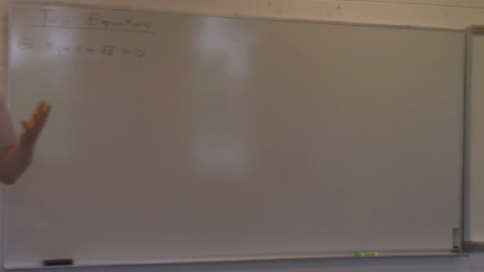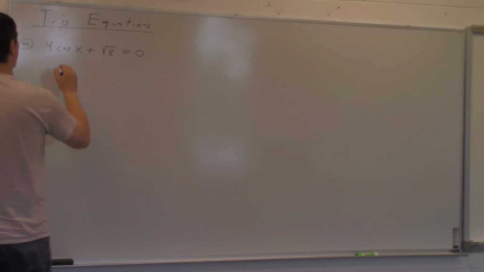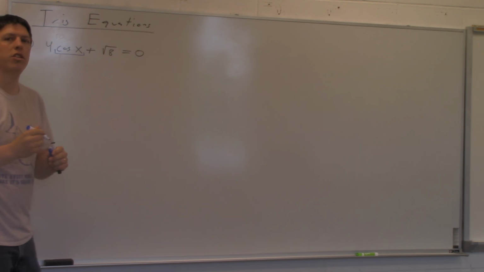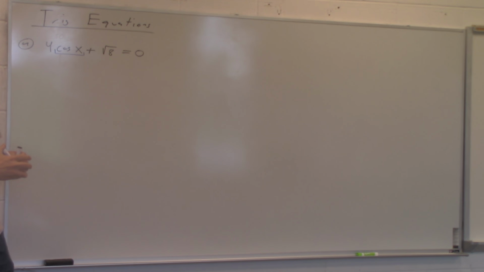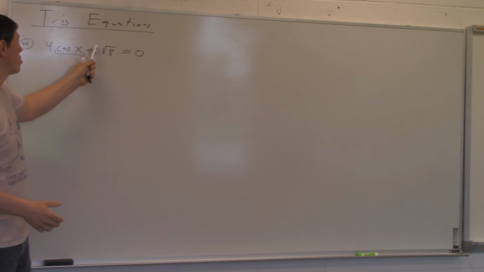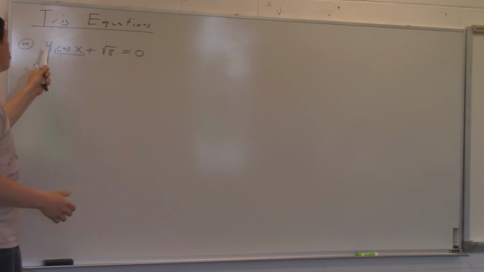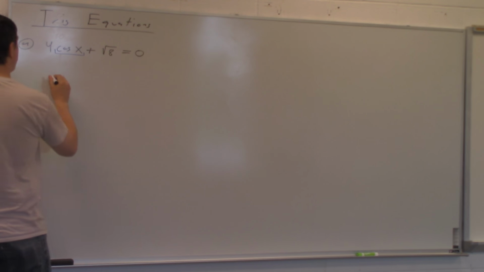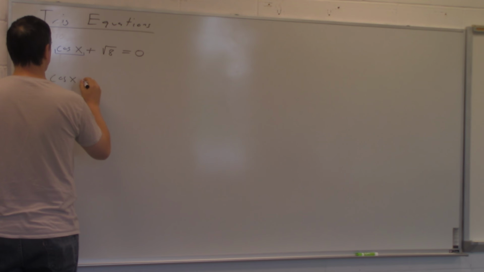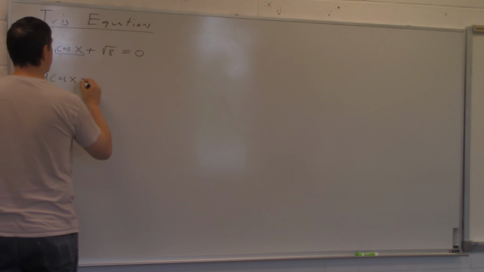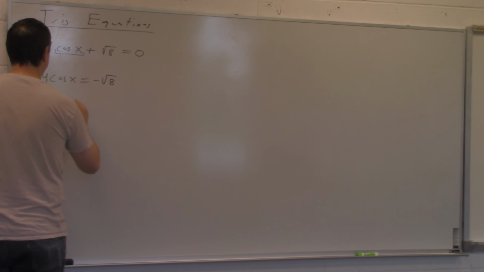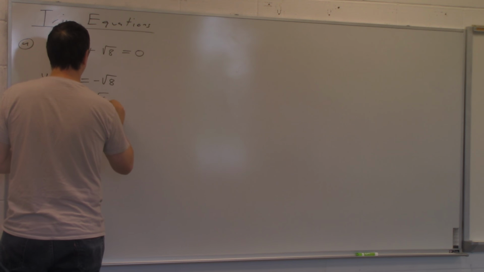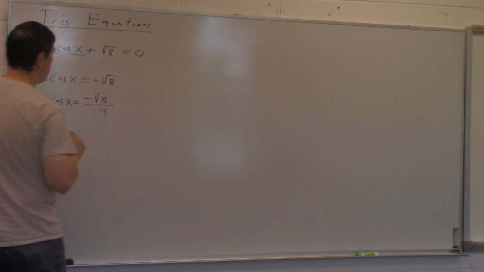All right. Just like we did with logarithmic, just like we did with exponential, the first thing that we want to do is isolate the term that contains the trigonometric or the transcendental expression. So to do so, I'm going to subtract the square root of 8, and then I'm also going to divide by 4. So 4 cos x is going to be equal to the opposite of root 8, and then cos of x is going to be the opposite of root 8 divided by 4.